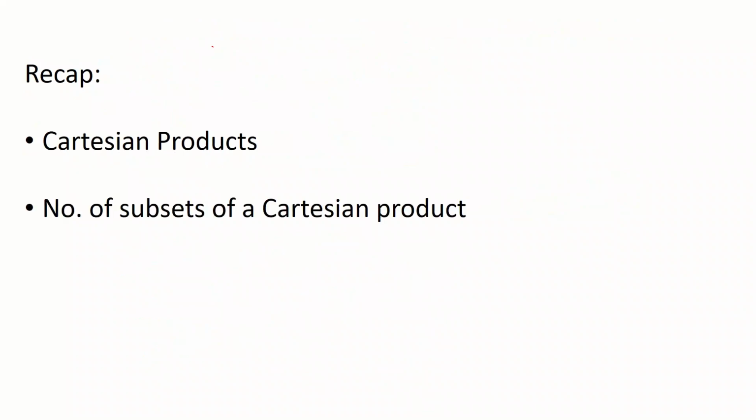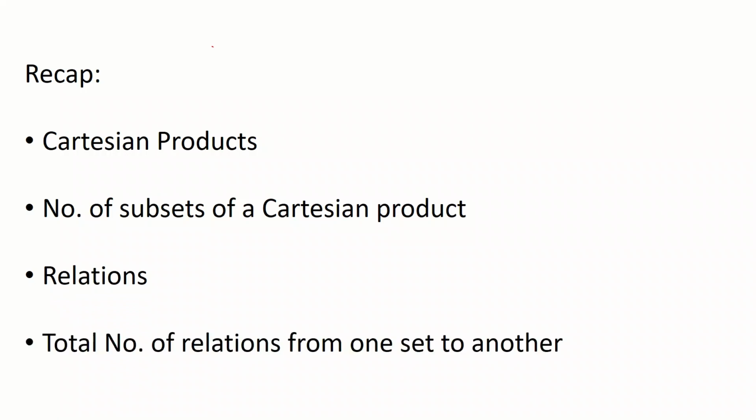Okay, so that's it. Let's have a recap of what we did today. We understood the concepts of Cartesian products. We understood how many subsets can be formed from Cartesian products. Then we defined relations, and we saw how many relations can be formed from one set to another.